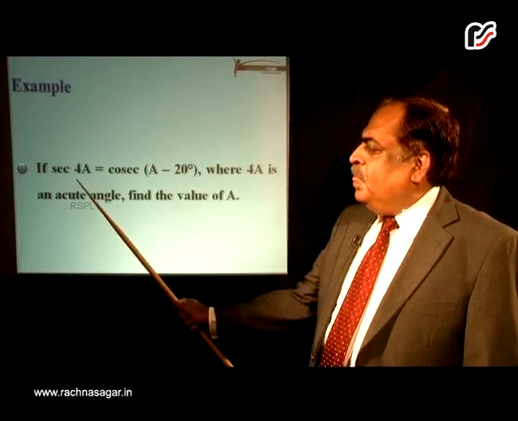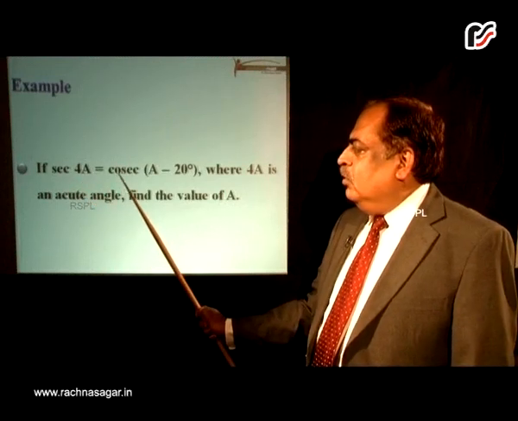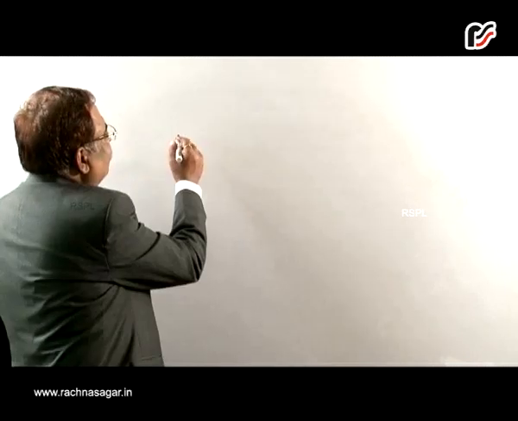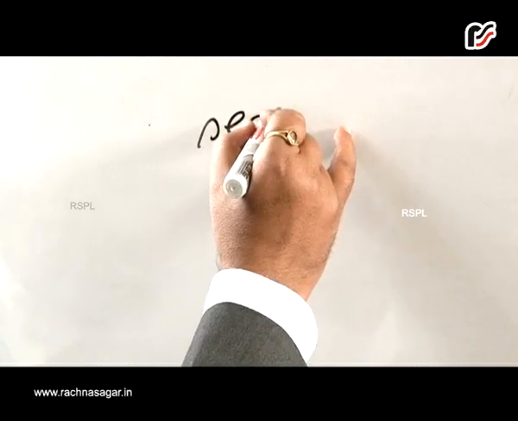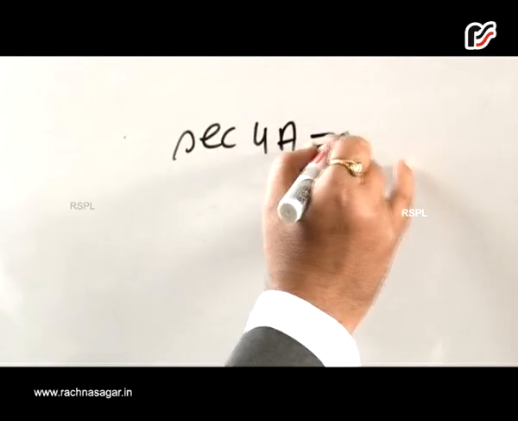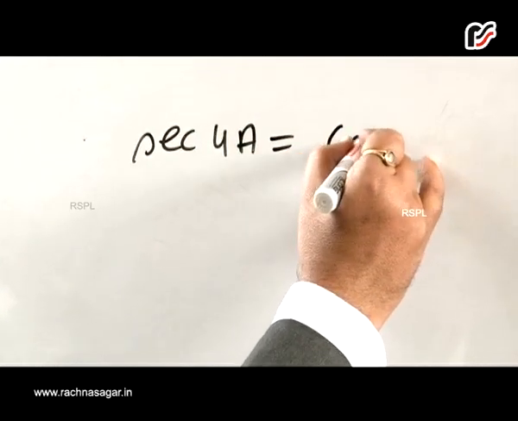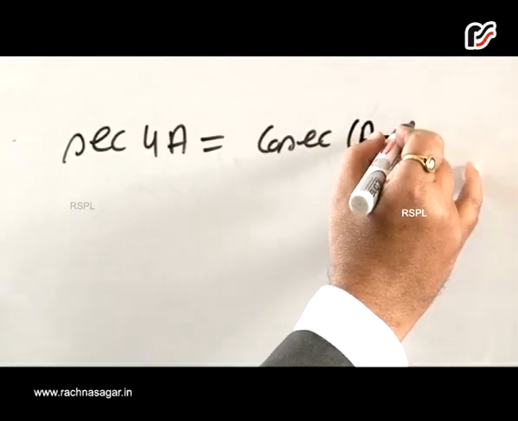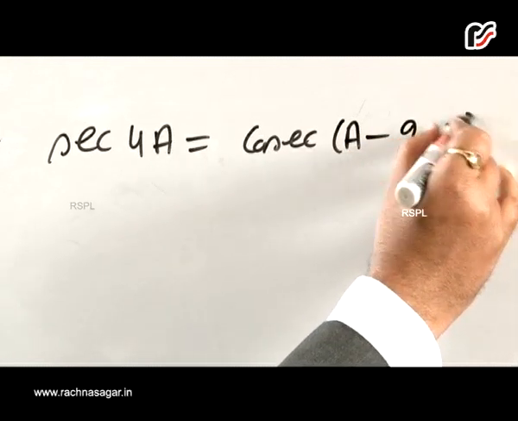Now here, if secant 4a equals cosecant of a minus 20 degrees, where 4a is an acute angle, find the value of a. In this question, we have to find the value of a. It is given that secant 4a is equal to cosecant of a minus 20 degrees.